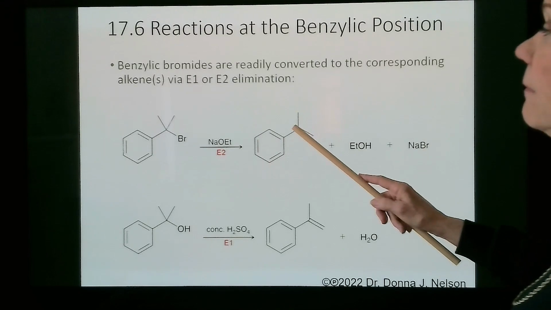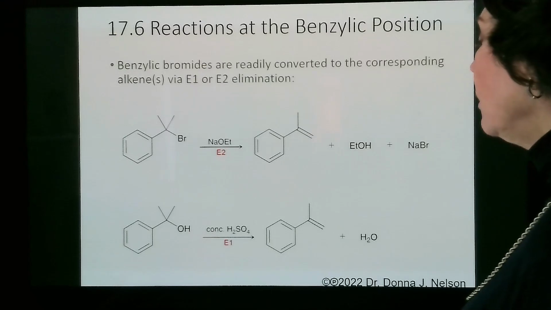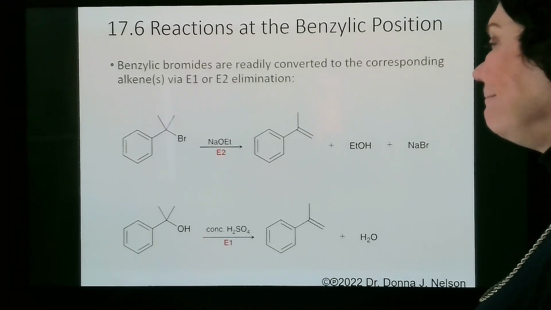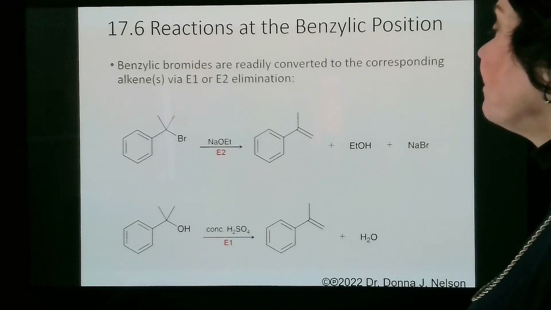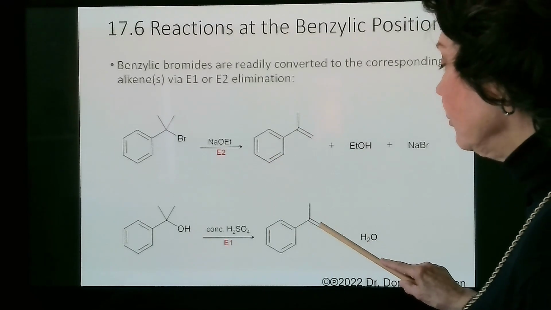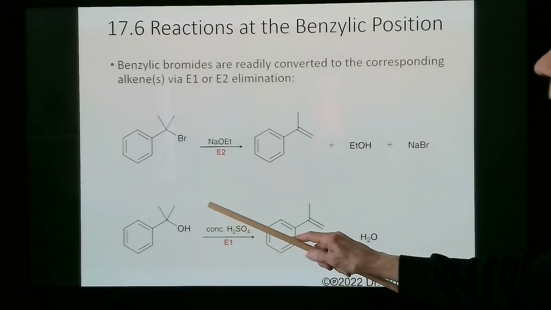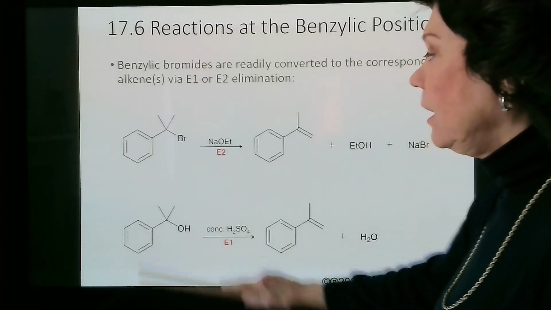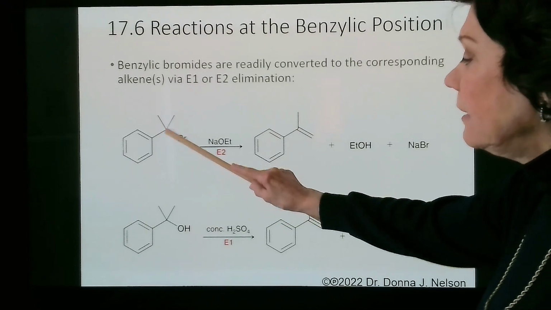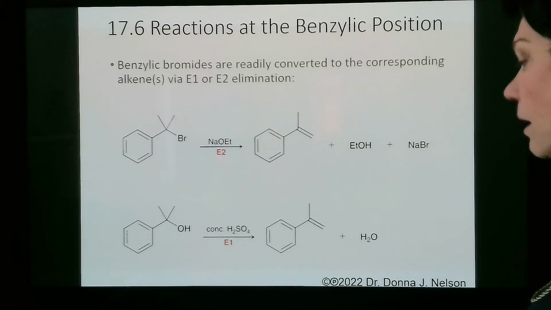Similarly, E1 or E2 elimination will be facile because when the pi bond is formed, that pi bond is in conjugation with the ring. And so these reactions are facilitated by conjugation with the benzene ring. So notice this, again, is at the benzylic position. So being at the benzylic position facilitates all four of those reactions, SN1, SN2, E1, E2.